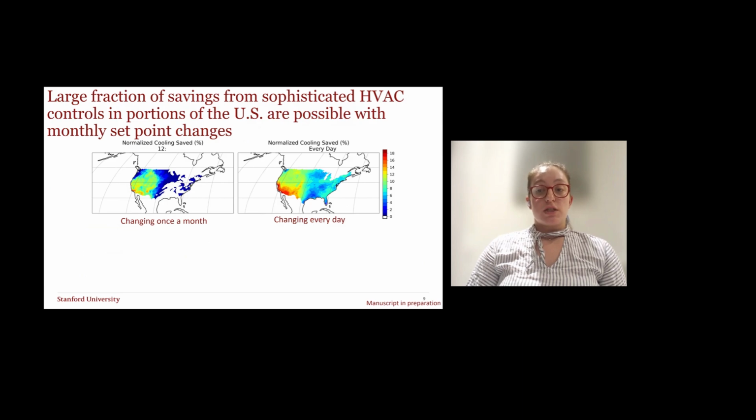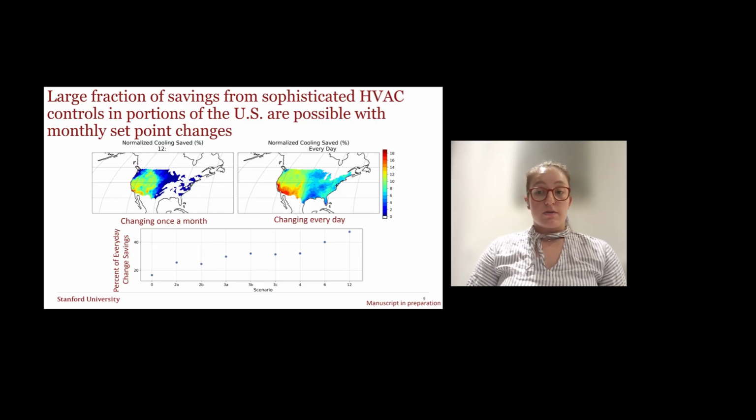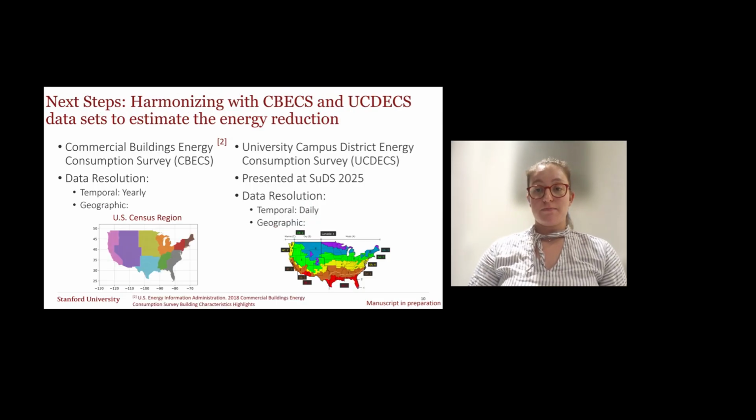Now, if we take the monthly set point changes and compare those savings to the possible savings from sophisticated controls, in other words, a system that can change the set point every day, we can see that a large fraction of the possible savings is feasible just by changing the set points monthly. If we look at each of the different scenarios, we can see that we can save between 18 and 45% of the total savings as compared to changing set points every day, with significantly less effort on the part of the operators. So I've successfully found a low-cost, easy-to-implement, and high-impact solution for reducing energy consumption of older commercial buildings. In other words, I've shown you can, in fact, teach an old building new tricks.